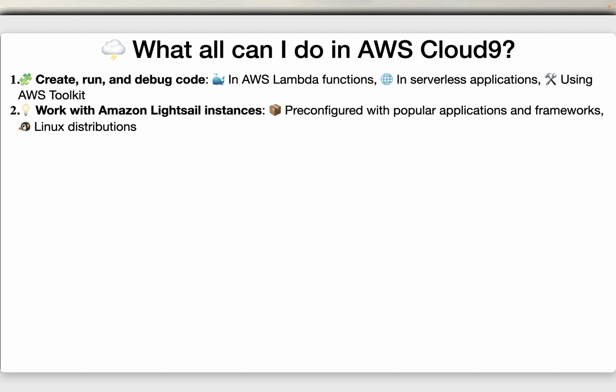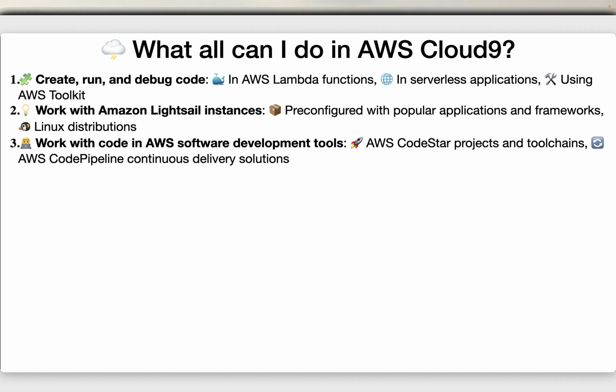You can work with Amazon Lightsail instances pre-configured with popular applications and frameworks such as WordPress, LAMP, which is Linux, Apache, MySQL, and PHP stack, Node.js, Nginx, Drupal, and Joomla, and Linux distributions such as Amazon Linux, Ubuntu, Debian, FreeBSD, and OpenSUSE. You can work with code in AWS software development projects and toolchains in AWS CodeStar. You can work with code in continuous delivery solutions in AWS CodePipeline.